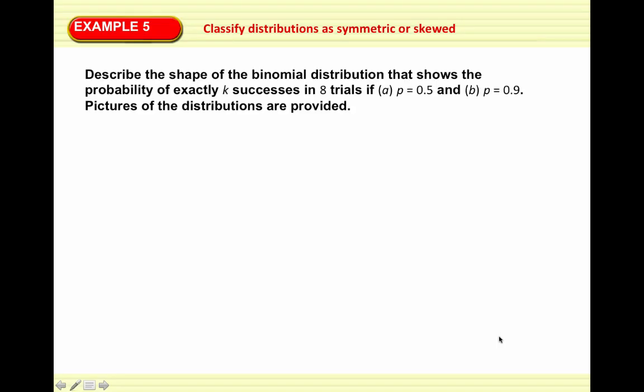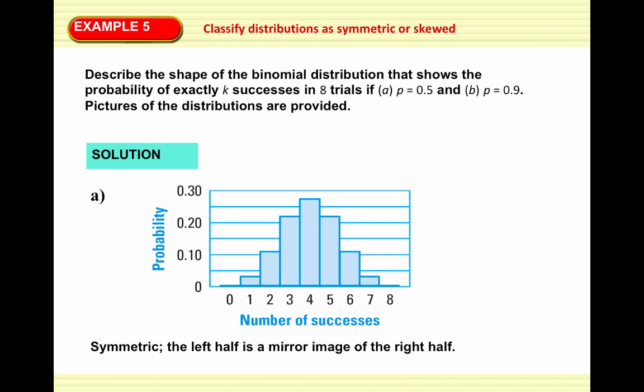All right, so let's classify a couple of distributions. We're going to describe the shape of the binomial distribution that shows the probability of exactly k successes in 8 trials if (a) p equals 0.5 and (b) the probability of success is 0.9. We're going to provide you pictures of the distributions, so you just need to be able to look at a picture and tell whether it's symmetric or left or right skewed.